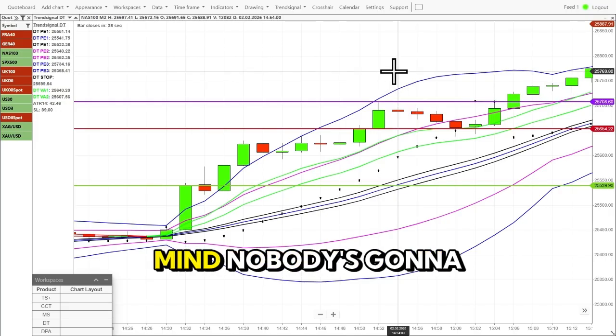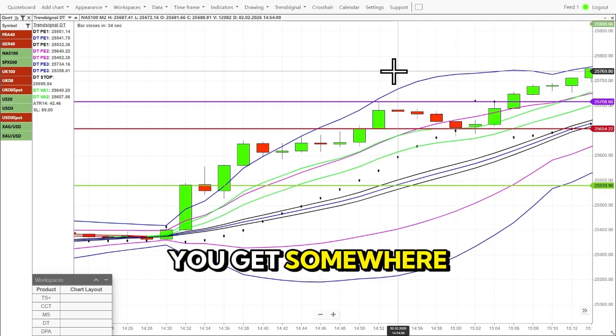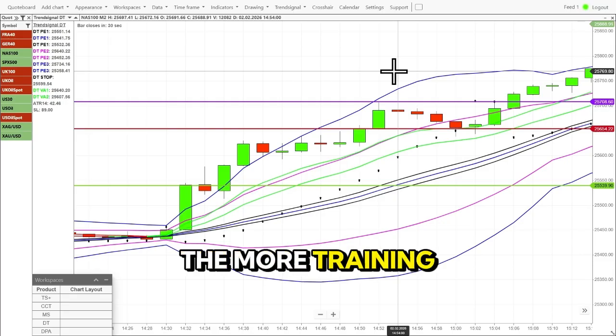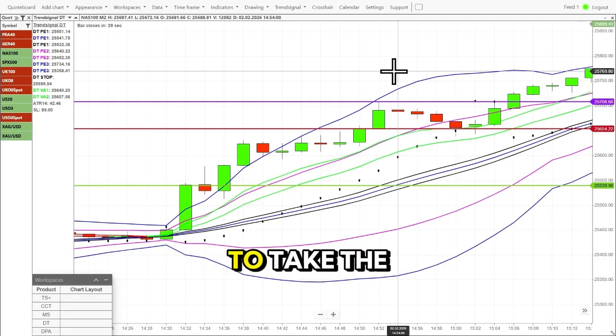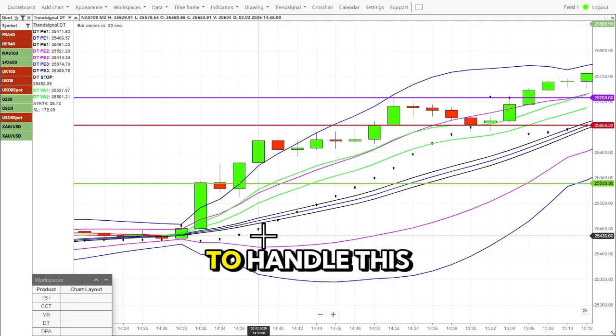Now, bear in mind, nobody's going to get 167 pips. The idea is you get somewhere between 111 and 167. The better you are at it, the more training you do, the more likely you are to take the majority of that move. It's what we teach in our ongoing workshops for existing clients. As I mentioned, there is actually a better way to handle this trade.